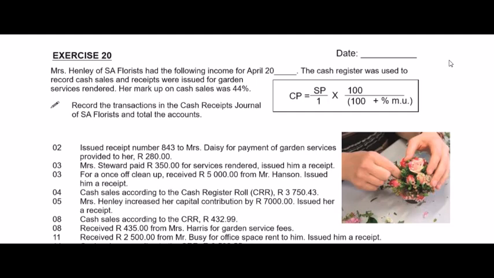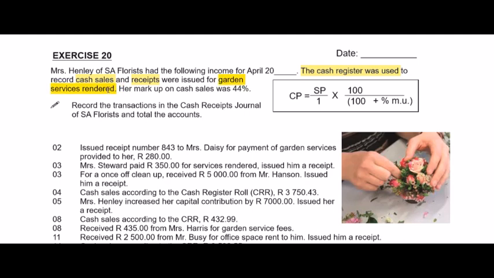So this is the last CRJ exercise memo that I will share with you, because after this we are moving on. It's exercise 20 in your textbook on page 60, and it says Mrs. Henley of SA Florists had the following income for April 20. It doesn't specify, so I just made it 2020. The cash register was used to record cash sales. In other words, the source document for all sales in this exercise will be CRR. And receipts were issued for garden services rendered.